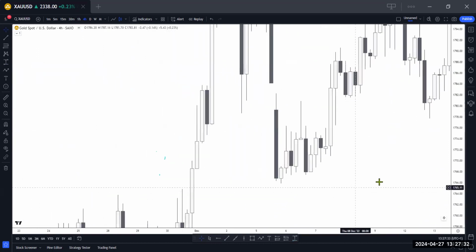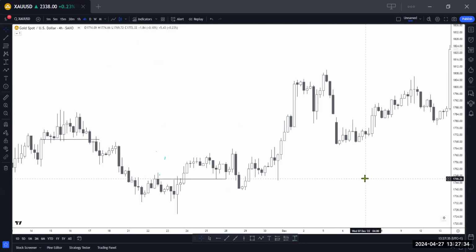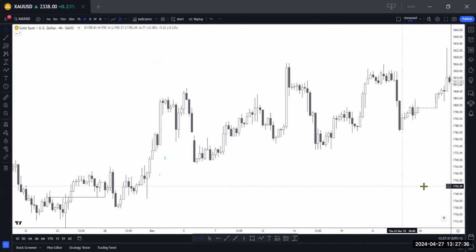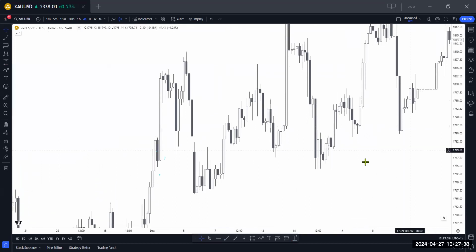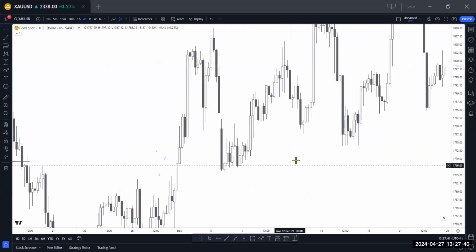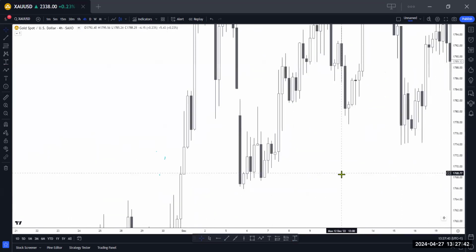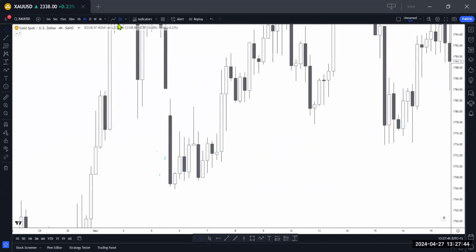Let's see. Now let's see if we can find a broken HNS. Broken HNS, always super interesting. Now this is a broken HNS here. Hope you guys can see it.